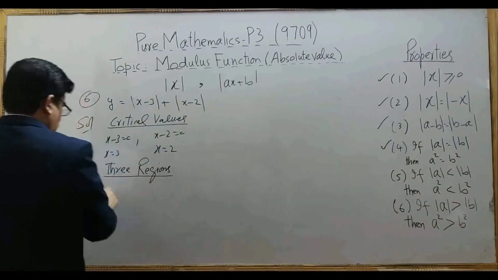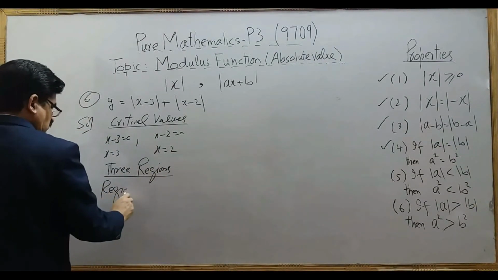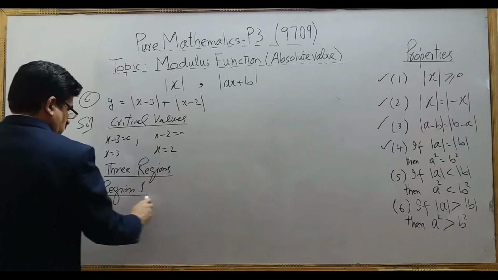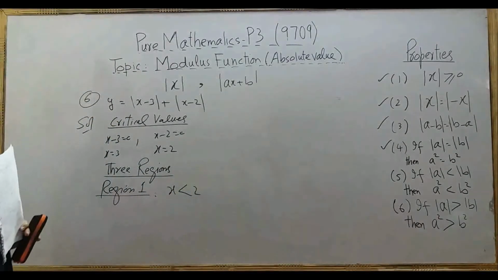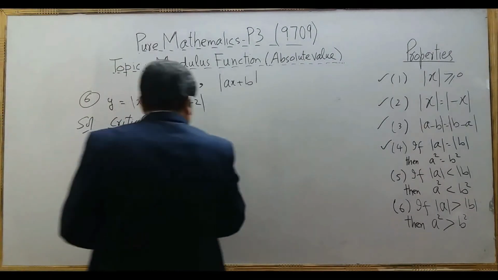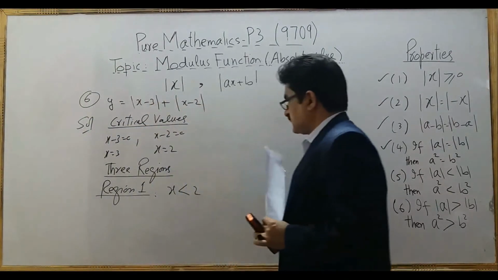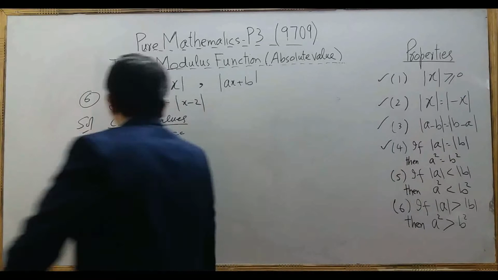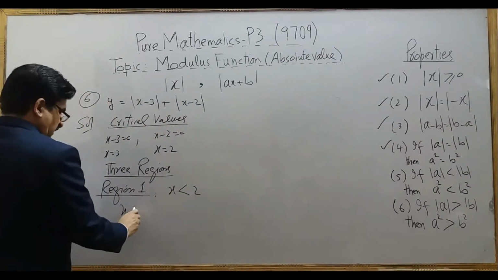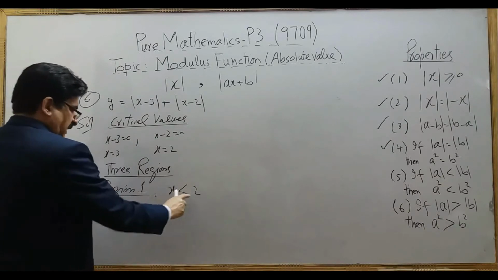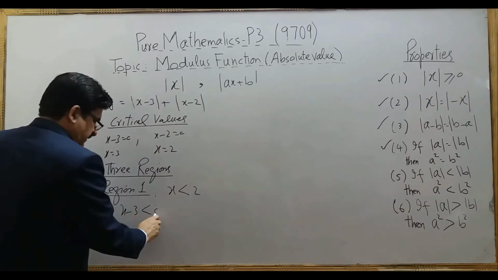Three regions. Region 1 is x less than 2. Let us see what will be the value of this function when x is less than 2. Now see that when x is less than 2, x minus 3 will be negative.